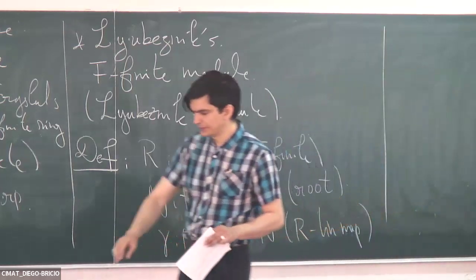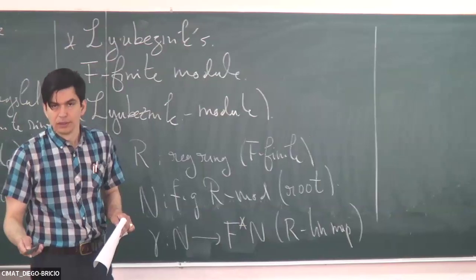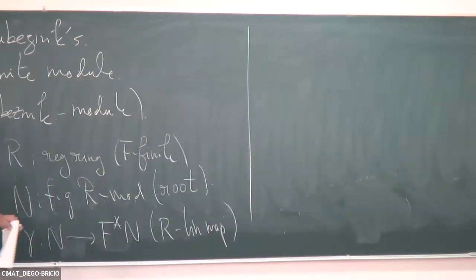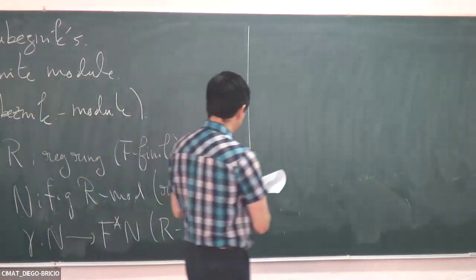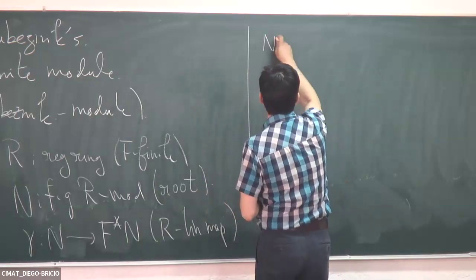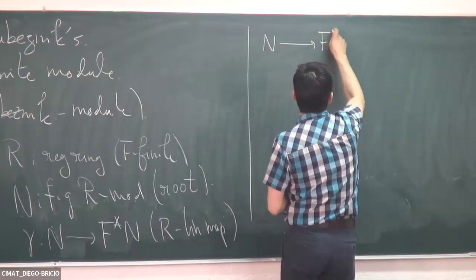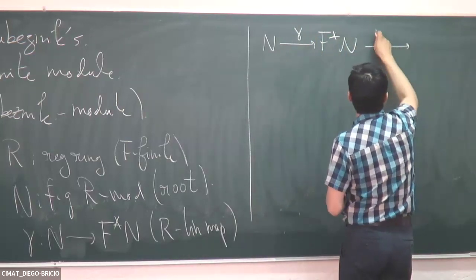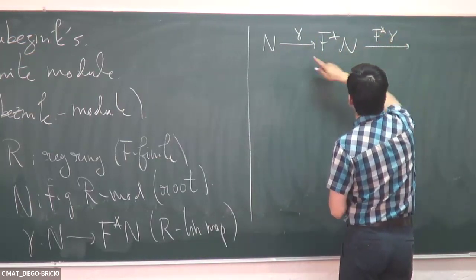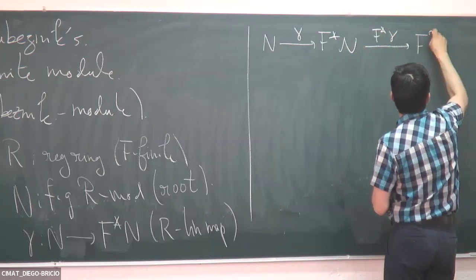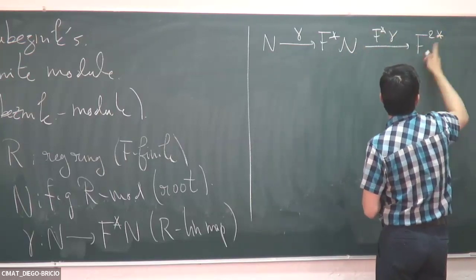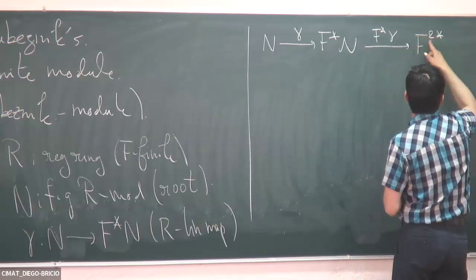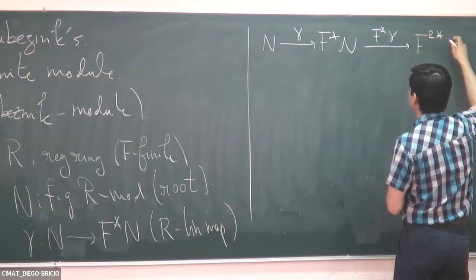And so the point is that with this data, we can iterate this, right? So for example, we can start here with N, then map to the pullback, the gamma, and then we can take the pullback of gamma, which is going to go from the second pullback here, the pullback along the second iteration of Frobenius.